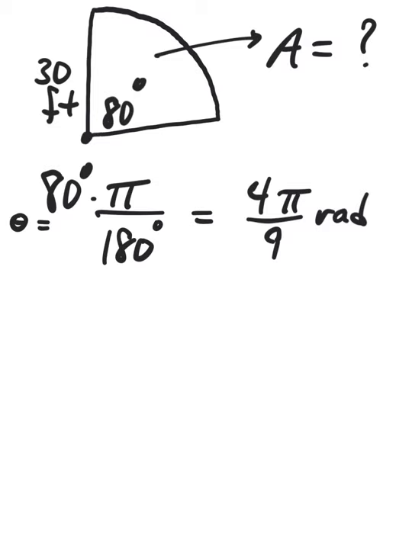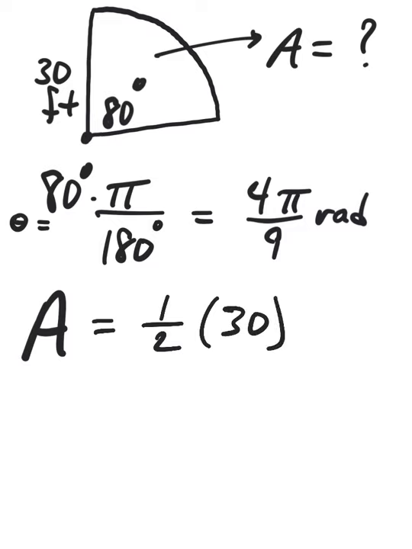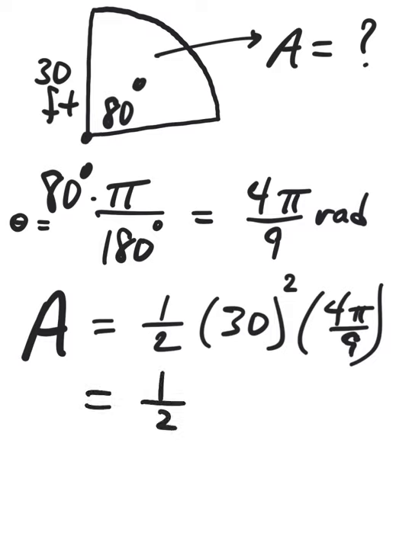Now we can move forward and calculate the area. Area is equal to 1/2 times our radius squared. Our radius was 30 feet. And our central angle, 80 degrees, that's equivalent to 4 pi over 9 radians. 30 squared is 900.